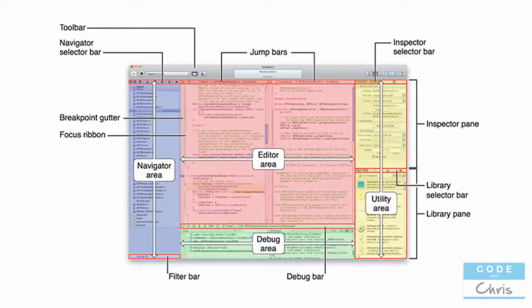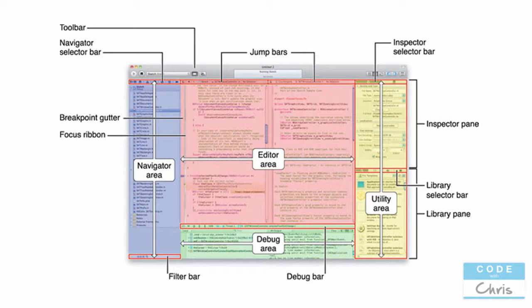With the yellow area on the right hand side, we're going to be using that area in the Hello World demo today. In the yellow area, the bottom half is the library pane, and that's where we're going to be dragging UI elements onto the view. And then the top half of that yellow area is the inspector pane, where it's going to show us all of the different properties that we can customize for that UI element.